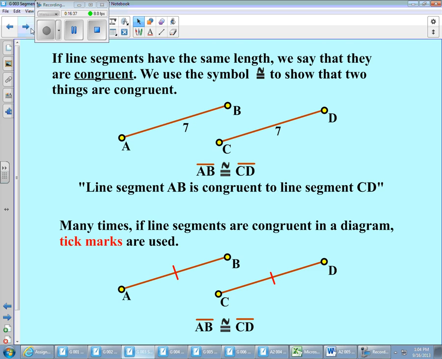So we came up with a definition of congruent. Congruent simply means equal measure. We came up with a new symbol for congruent. We're going to use it tons and tons this year, an equal sign with a little squiggle over the top of it. We said that in diagrams we may see things that are called tick marks. They're little hash marks that show up in the body of the line, and they mean that those two line segments are congruent.